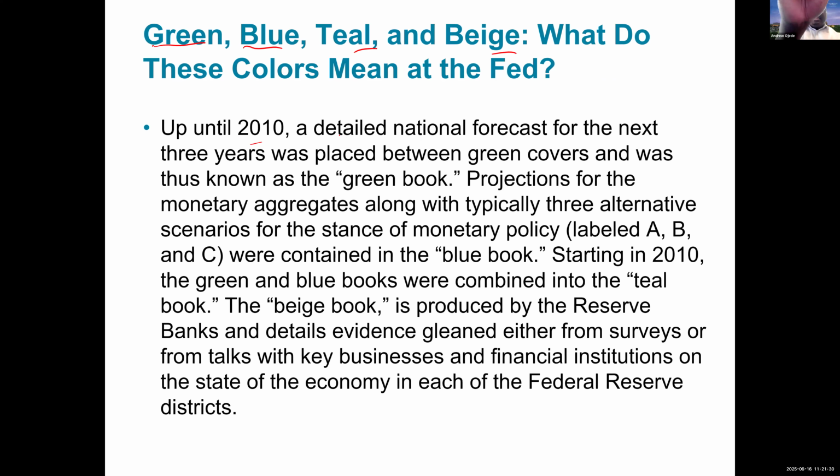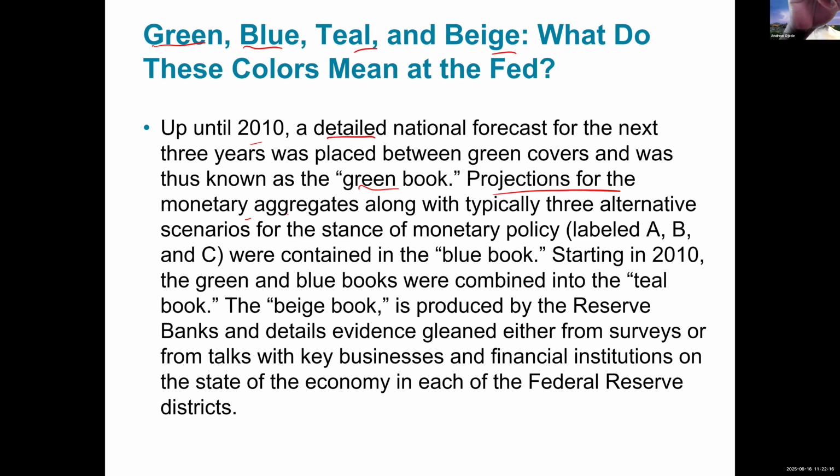Up until 2010, a detailed national forecast for the next 3 years was placed between green covers, and it was just known as the green book. So let's say you're a member of the FOMC, going to a meeting, and you want to know the forecast on, say, GDP, how the Fed thinks the economy is going to grow in the next 3 years. Or you want to know what the Fed is predicting for interest rates or inflation in the next 3 years. You're going to look for that information in the books with a green cover, because that's where national forecasts for major macroeconomic variables are found.